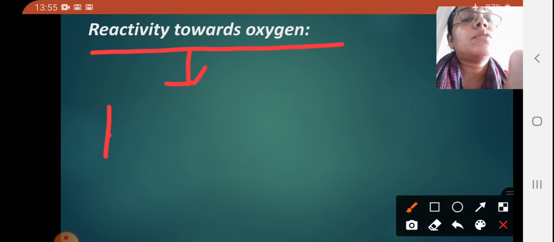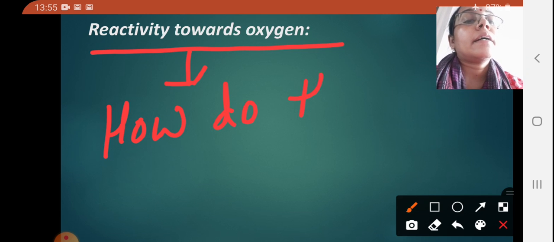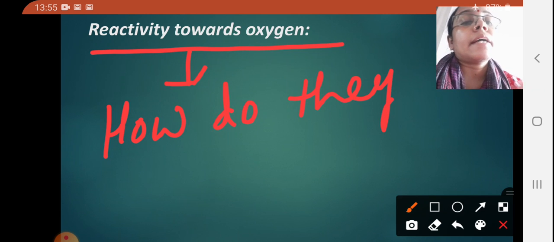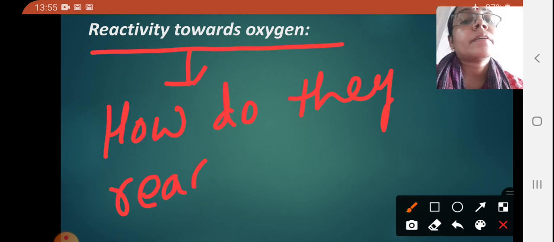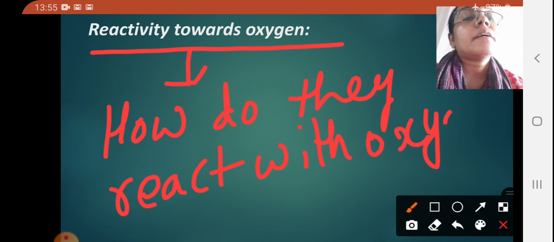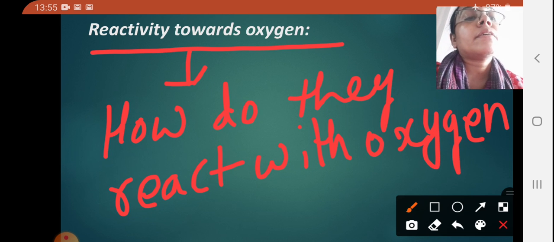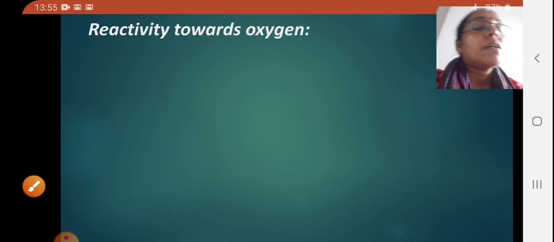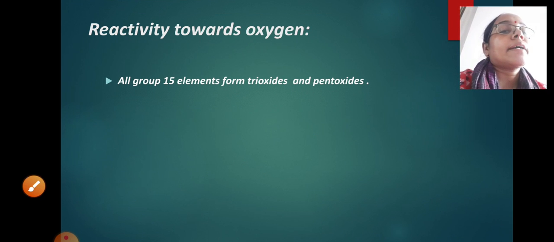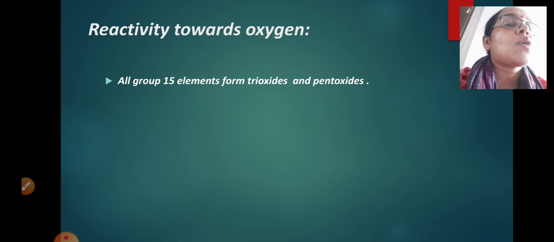That means how do they react with oxygen? What is the meaning? How do they react with oxygen? Okay, so here we go. All group 15 elements form trioxides and pentaoxides.